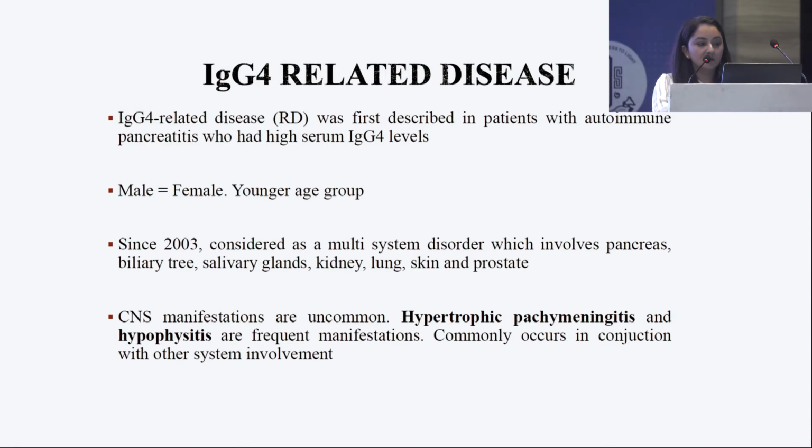So coming to a brief about IgG4 related diseases, it was first described in a patient with autoimmune pancreatitis who had high serum IgG4 levels. It is considered a multisystem disorder which involves the pancreas, the biliary tree, the salivary glands, the kidney, lungs, skin, and prostate. So there's a multisystemic involvement. There could be a hypertrophic pachymeningitis and hypophysitis if CNS involvement is there.